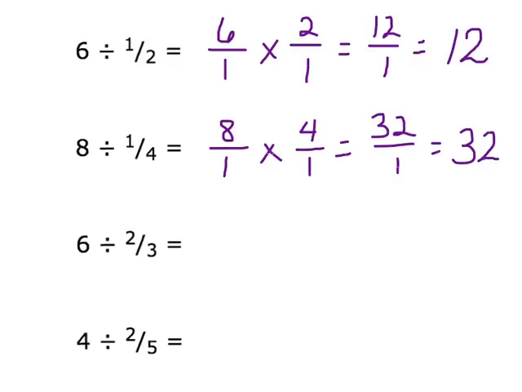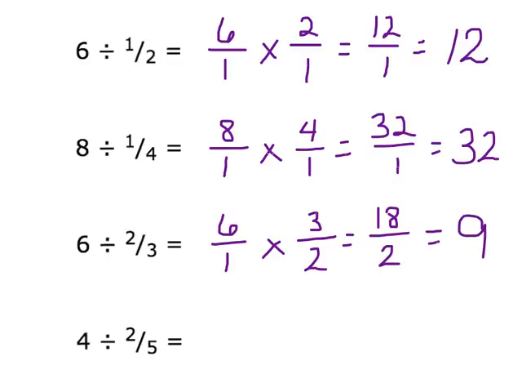What if I had 6 pizzas and I want to divide them into 2/3? Well, I would have 6/1 times, I'm finding the reciprocal, so I'm going to make the 3 the numerator, and the 2 becomes the denominator. Then I multiply. 6 times 3 is 18. 1 times 2 is 2. Improper fraction. 18 divided by 2 is 9.